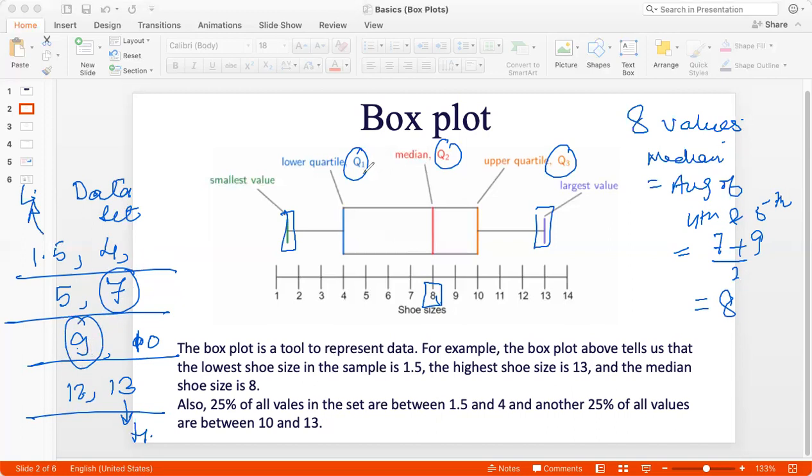Now, what about Q1 and Q3? I'll explain Q1 and Q3 in the next slide. But my main point is that you needed to understand that this box plot does not tell me that the data set has 8 values. It only tells me the distribution of the data set.